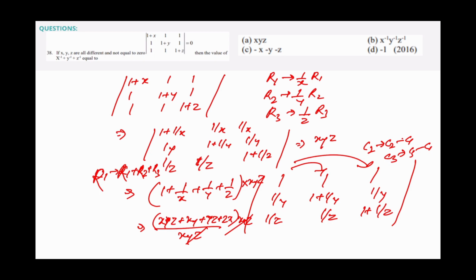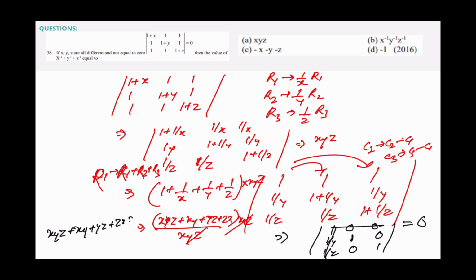And the main point is to make more and more zeros. So the moment I make zeros, 1, 0, 0. So 1 by y, 1 by z. This will be 1, this will be again 0, this will be 0, this will be 1. So if I solve it along this, I'll get 1 only, correct? So whatever this is equal to 0. So basically what I'm getting: xyz plus xy plus yz plus zx equal to 0.